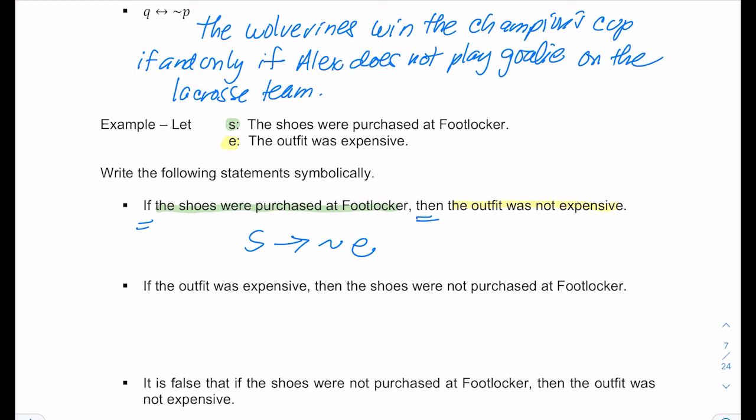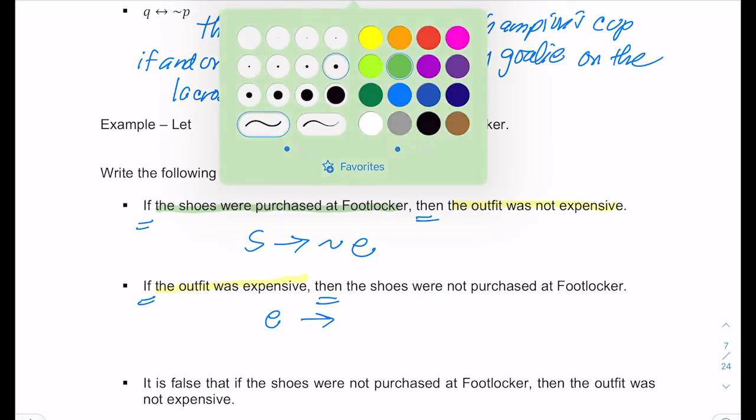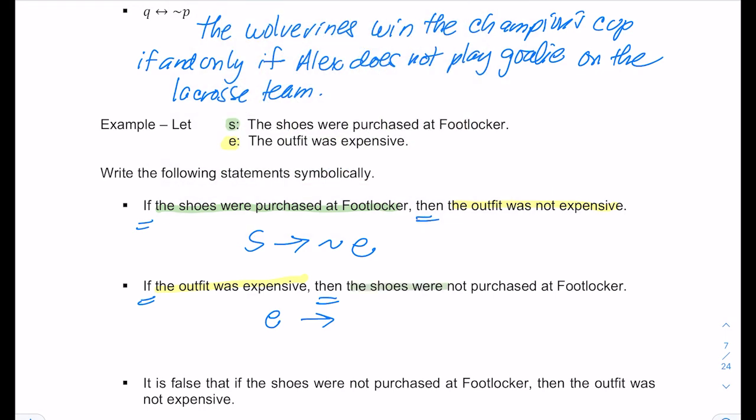The second statement says, if the outfit was expensive, then the shoes were not purchased at Foot Locker. So again, it's an if-then. I need to look at what comes first, which is the outfit was expensive, so that's E. It's an if-then, so I need the right arrow. And then the last thing is the shoes were not purchased at Foot Locker. S says the shoes were purchased at Foot Locker, so I need to negate it.